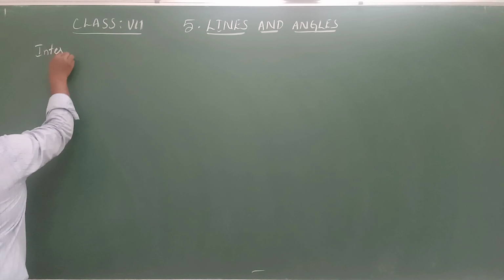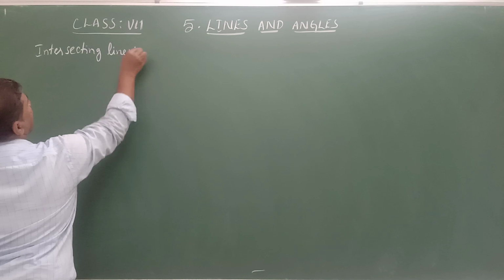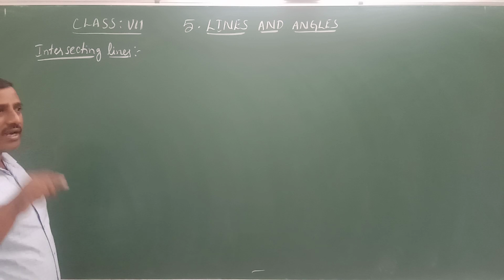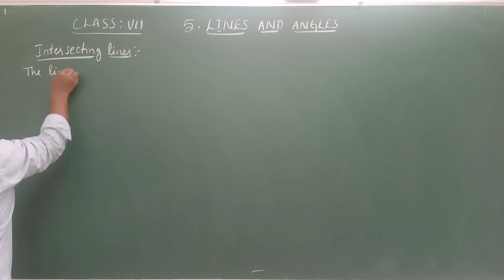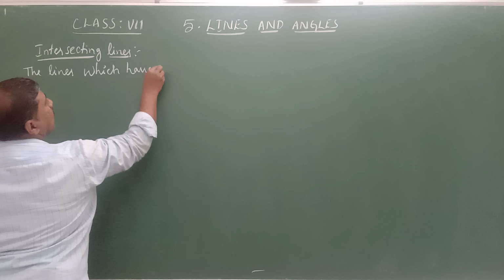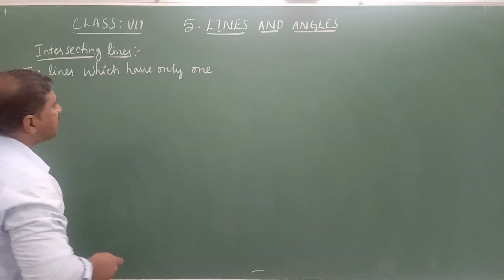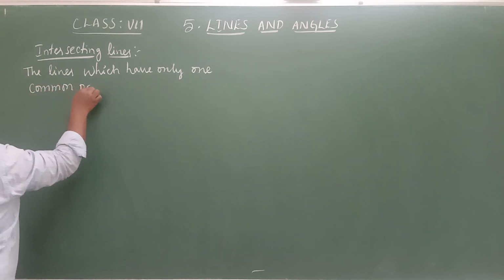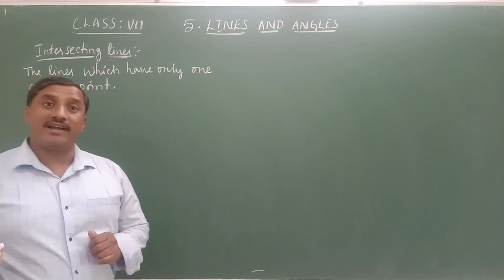Intersecting lines. So what are intersecting lines? The lines which have only one common point are called intersecting lines, and that point is known as the point of intersection.